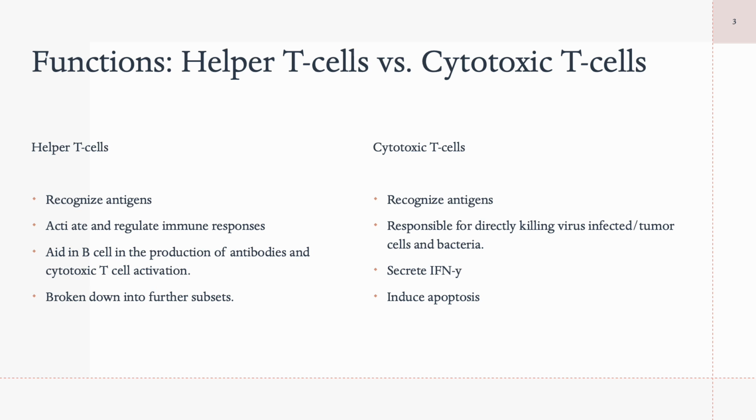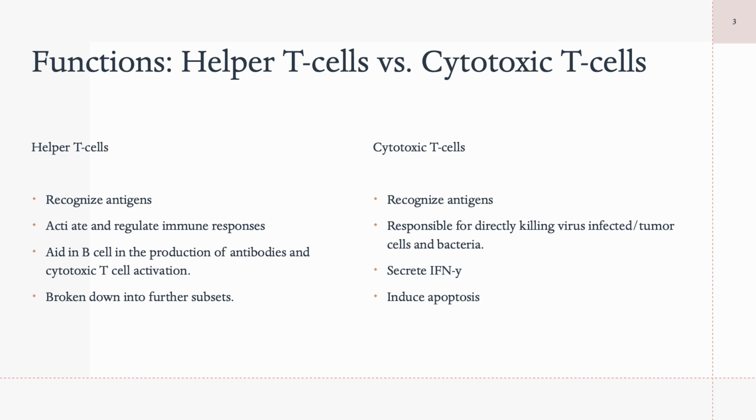So we have helper T cells, which recognize antigens that are presented by MHC class II molecules on antigen-presenting cells. These cells activate and regulate immune responses through the secretion of cytokines. Some examples will include interleukin-2, interferon gamma, and interleukin-4. These cells also aid B cells in the production of antibodies and cytotoxic T cell activation.